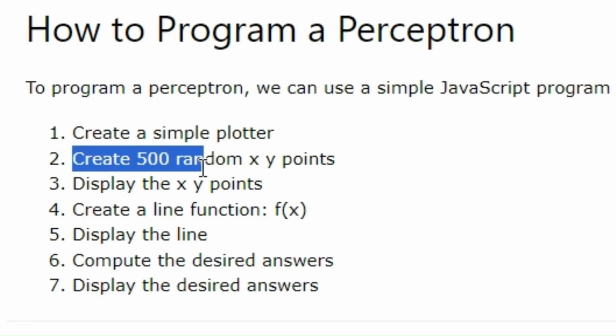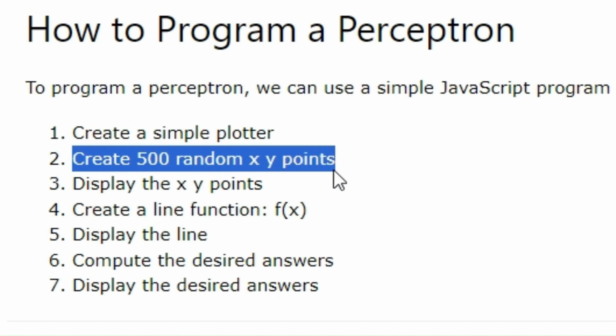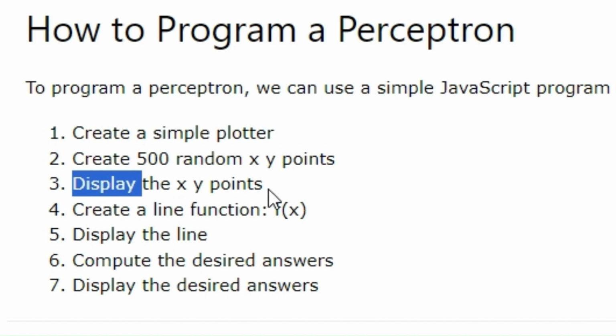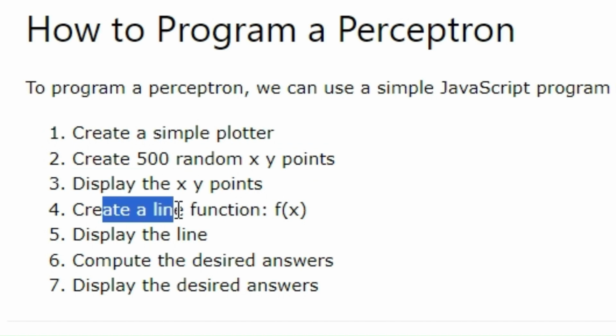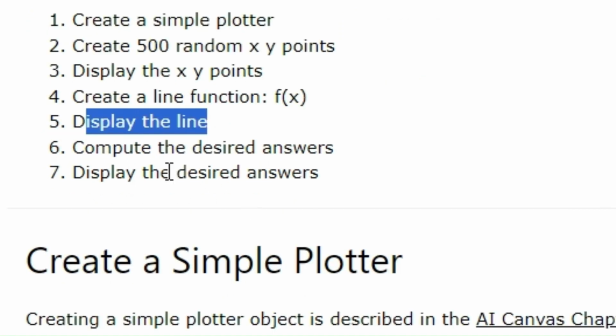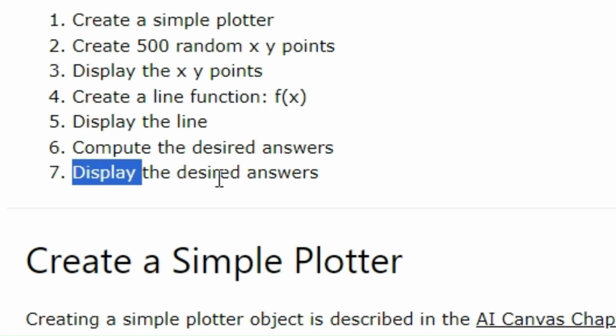Step 2, create 500 random XY points. Step 3, display the XY points. Create a line function and display the line. Compute the desired answers and display the desired answers. So we'll go through each of the steps one by one.